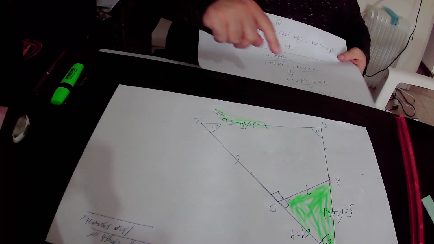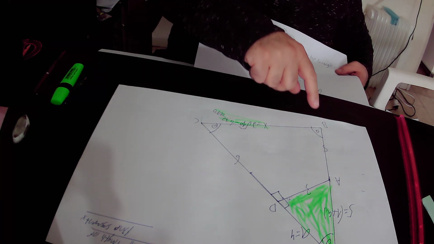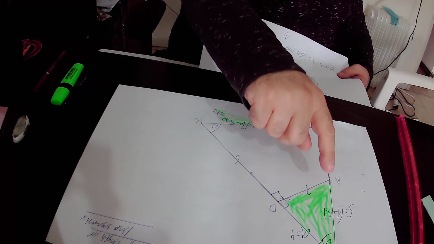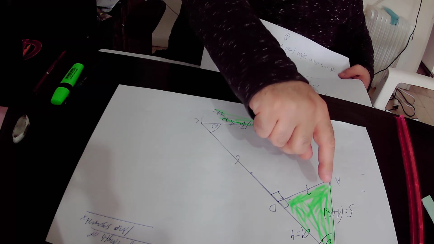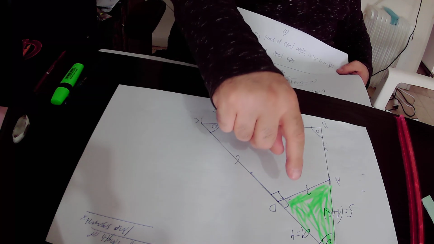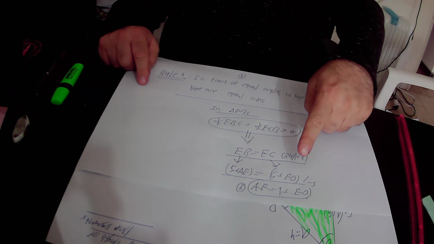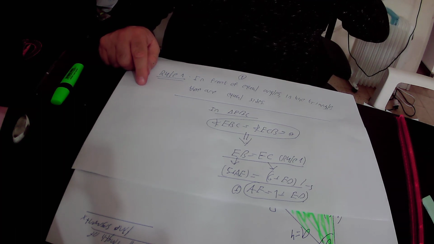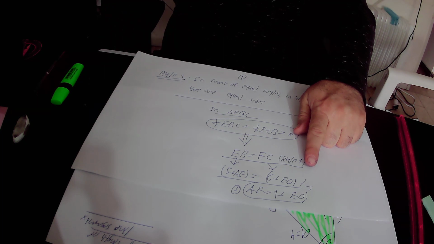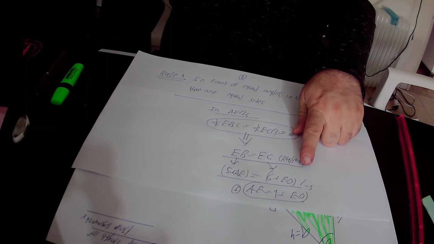EB equals 5 plus AE, and EC equals 6 plus ED. Here we subtracted 5 from this equation, equation number 1, and we found that according to equation number 1, AE equals 1 plus ED.